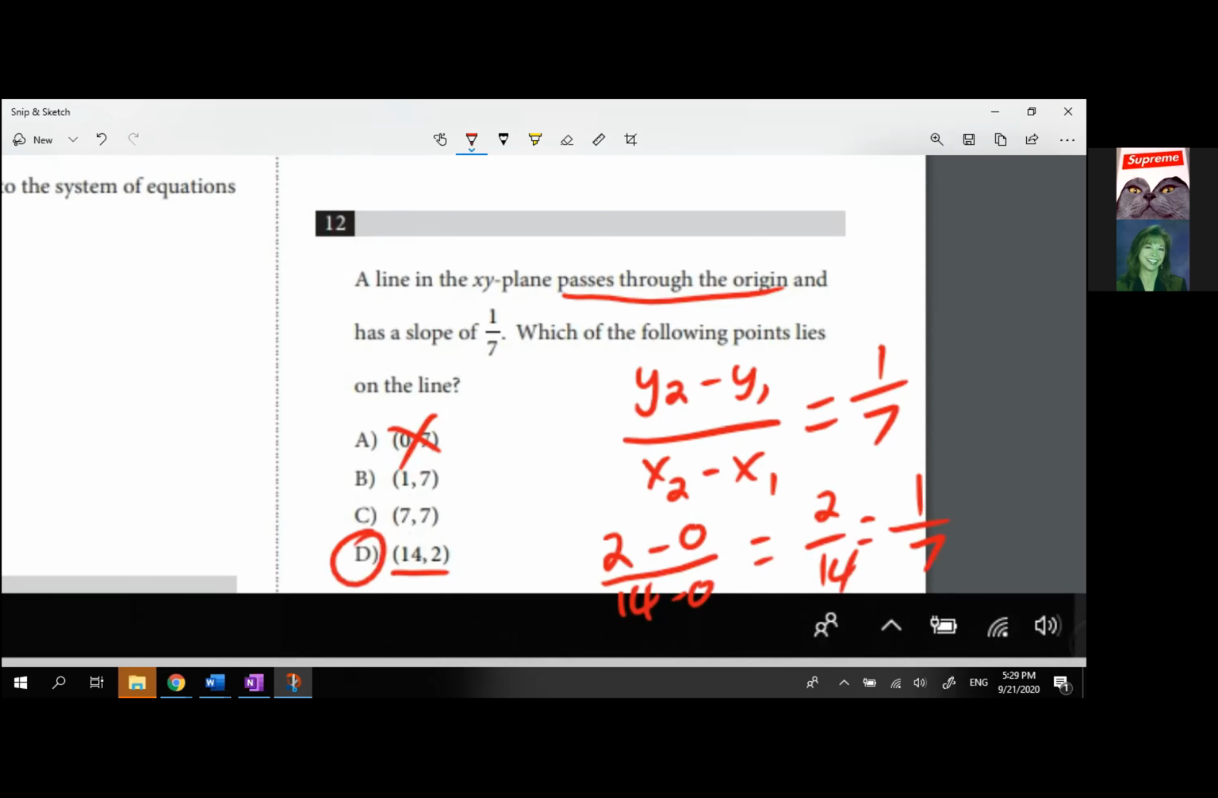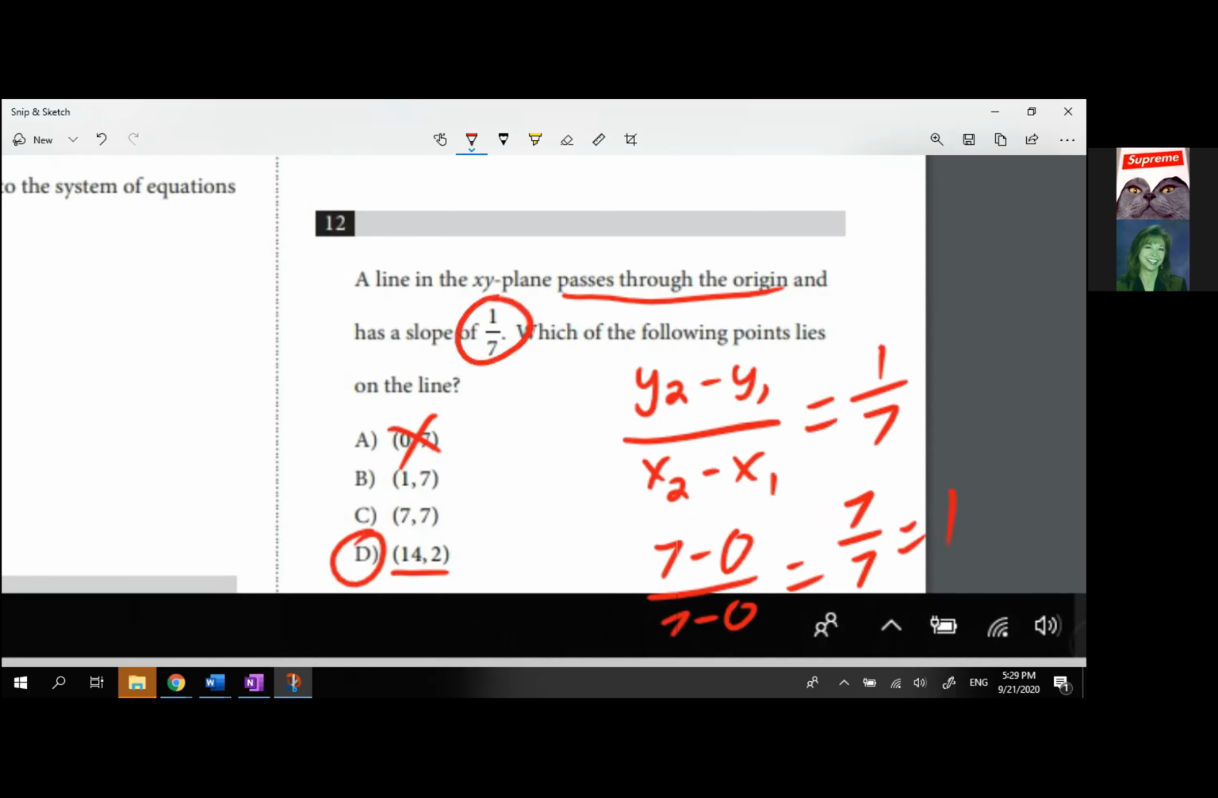I'll go ahead and do a wrong one just to see how it doesn't work out. If we do the same exact thing we just did, but with different coordinates, I'm going to use C here, 7, 7. I'm going to use 7 minus 0 over 7 minus 0. That equals 1. 7 over 7 equals 1. It explicitly said that our slope was 1/7, and 1/7 is for sure not 1. So that one doesn't work. Anybody have questions on that one?